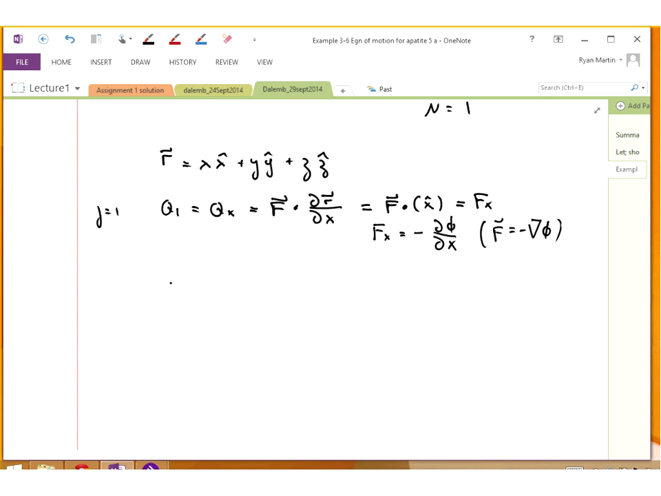And so similarly, for the other coordinates, we get that Qy is minus ∂φ/∂y, and we get that Qz is minus ∂φ/∂z.